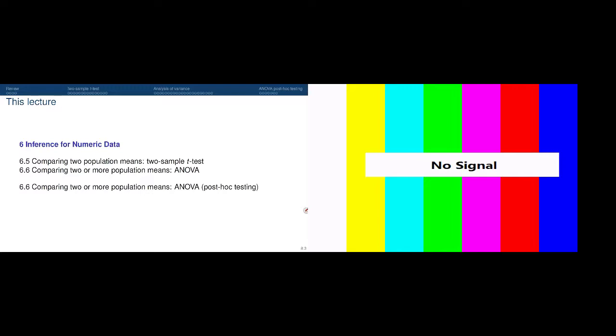Okay, so ANOVA is basically an extension of the independent samples t-test. So in the independent samples t-test, we have two samples of numeric data, and the ANOVA is an extension of that to where we have more than two samples of numeric data. And we're also going to be having a look at the post hoc testing procedure for ANOVA.